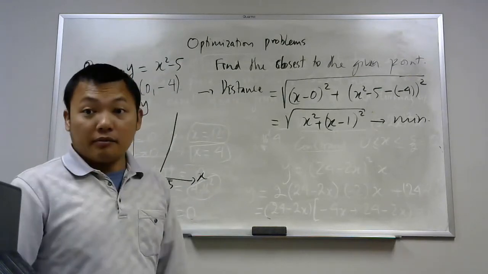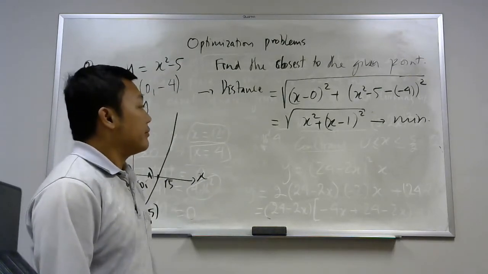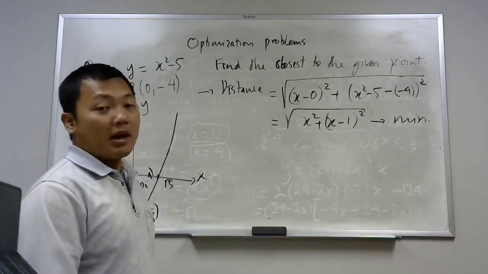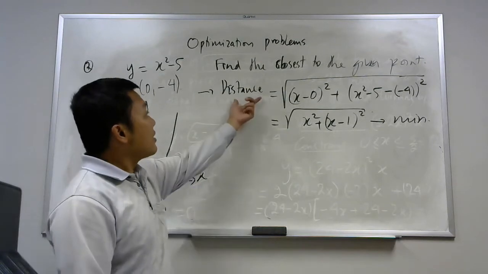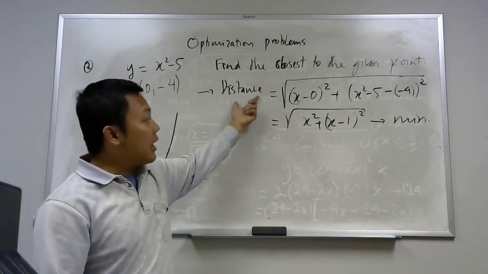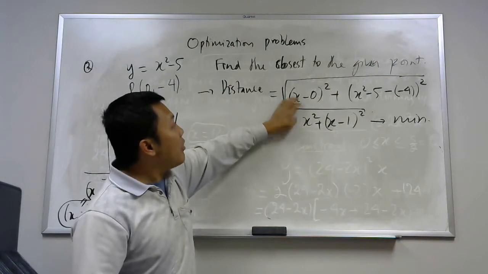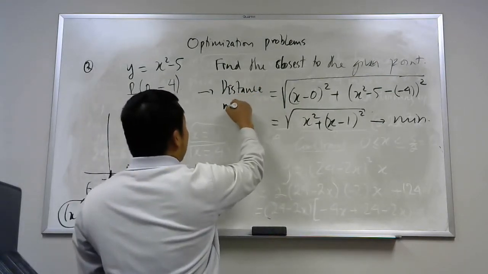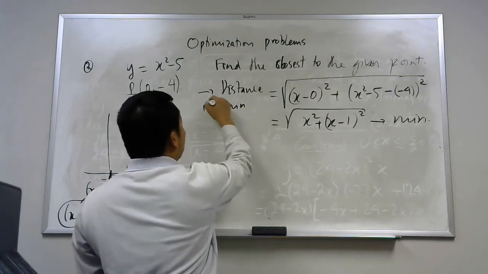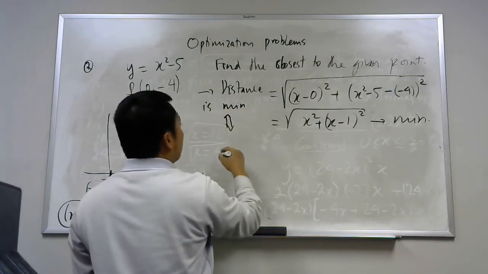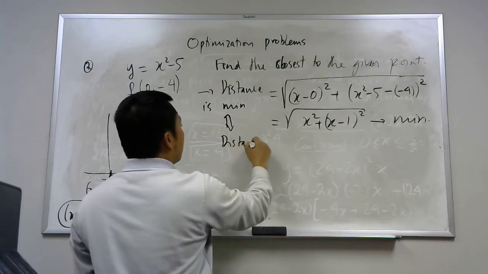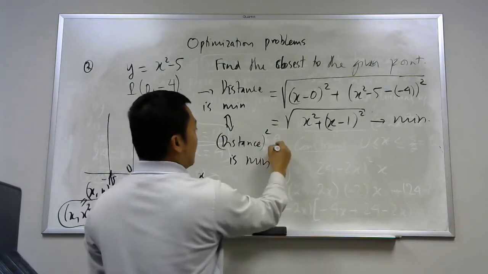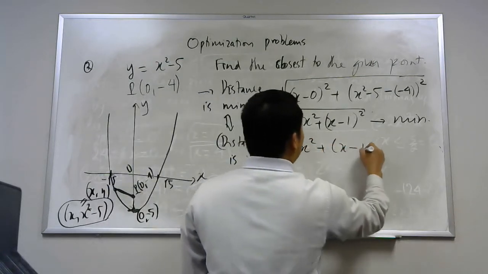But I don't like square root. I don't like square root at all because it's complicated to differentiate this function. So here's my observation. I say this distance is minimum if and only if the square of the distance is minimum. Alright? So I write this distance is minimum if and only if the square of the distance is minimum. So what is the square of distance? This is x squared plus (x squared minus 1) squared.